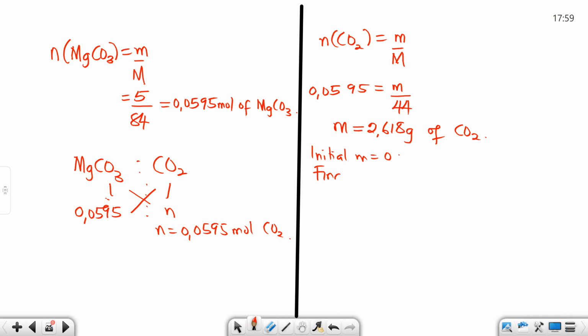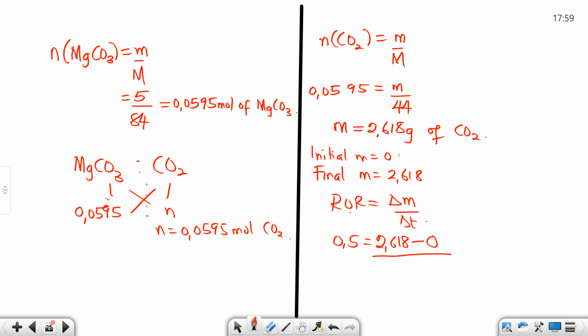0. Final mass. Do you know why I'm looking at this? It's because we said rate of reaction is change in mass over what? Change in time. Do we know our rate of reaction? 0.5. What's the final mass? 2.618. What's the initial mass? 0. Do we know time? No. Can you do the math for me, please? 5.24. Now we are done. And this is what? Minutes. Because we were given the rate in what? Minutes.